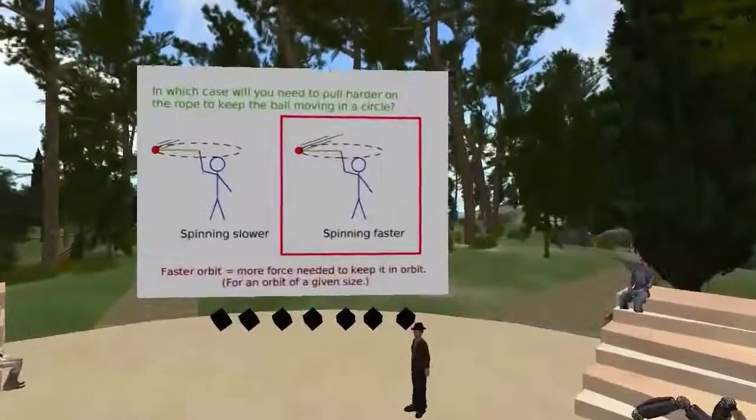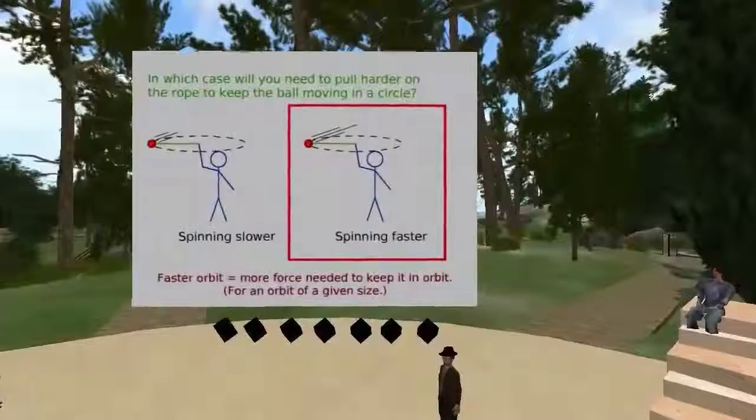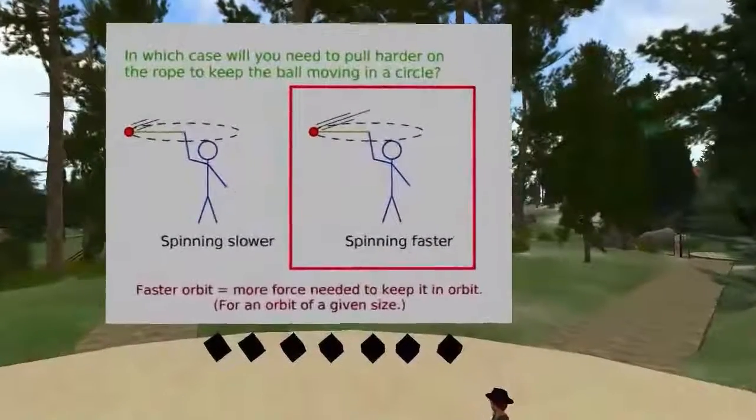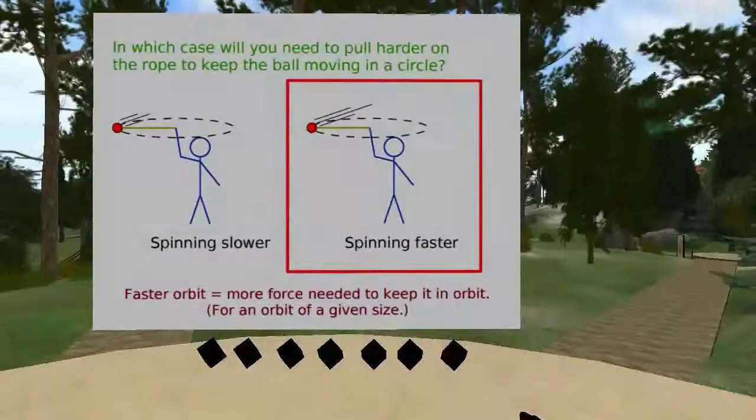If you really don't believe me, go ahead and connect a scale somehow with a spring between your hand and the rope, and you'll see that the force gets higher as you're spinning faster. So this is an experiment you can actually do yourself.